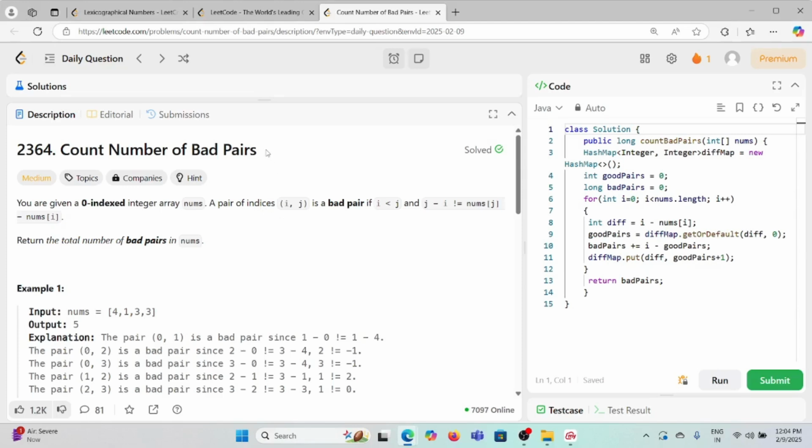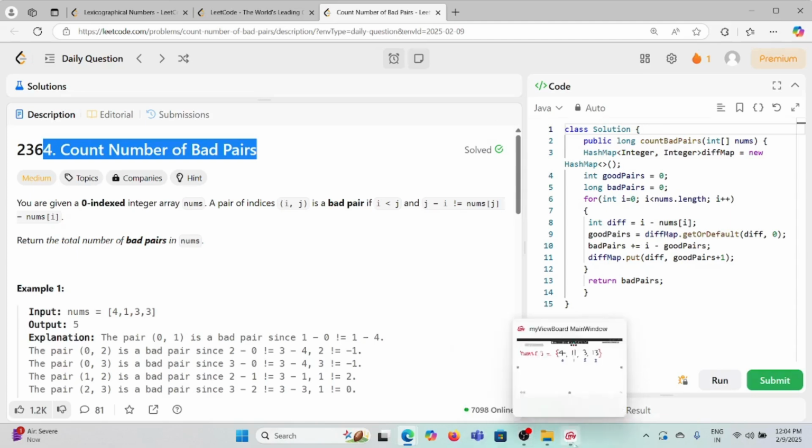Today we are solving this problem, count number of bad pairs. Given a zero-indexed integer array nums, a pair of indices i and j is a bad pair if i is less than j and j minus i is not equal to nums[j] minus nums[i]. We can visualize it like this.